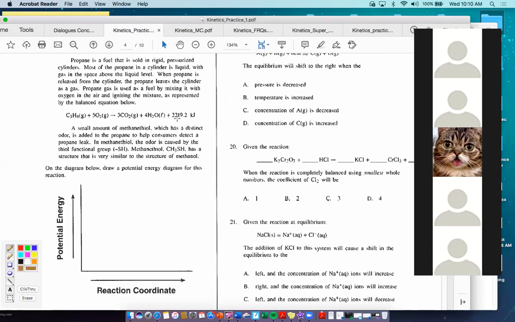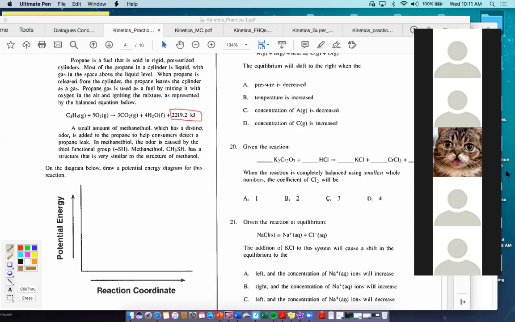So we have this chemical reaction. It looks like the combustion of propane. And they're telling me all this stuff about adding methanol. That is completely irrelevant to the question. I just wanted to know a potential energy diagram for this reaction. I want to point out to you guys that this reaction seems to have energy written here as a product.